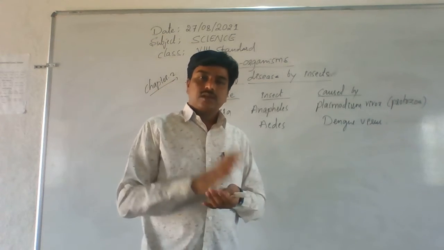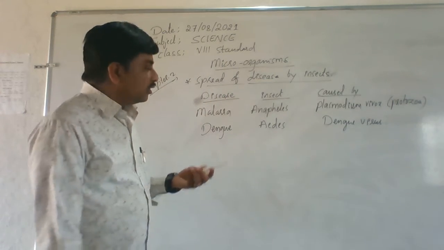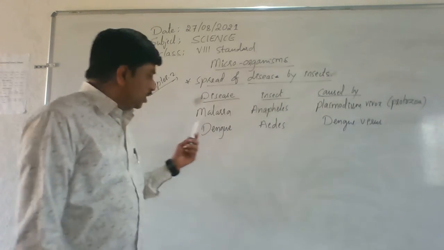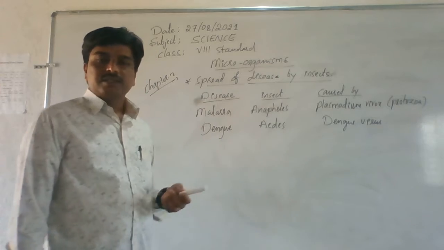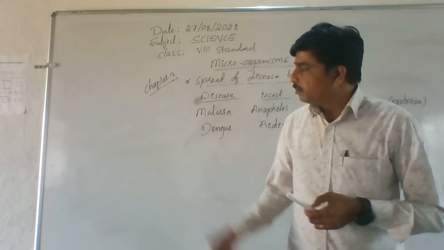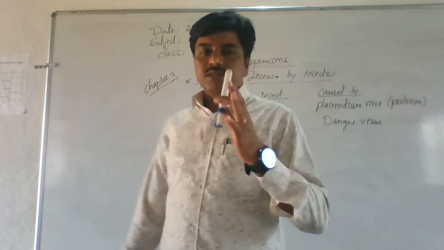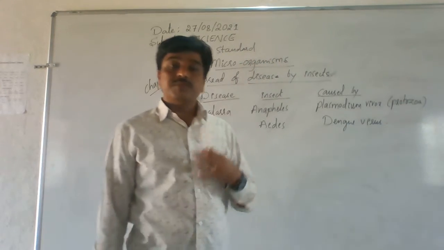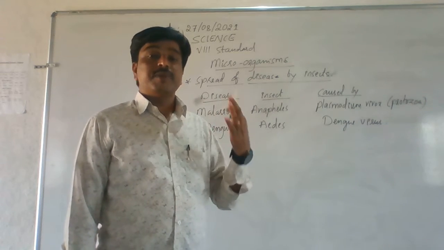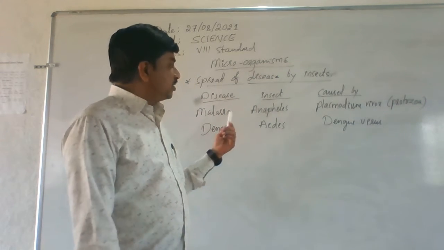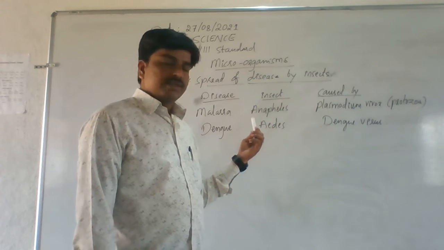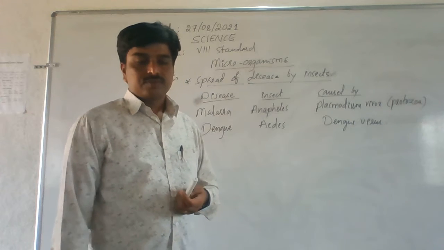How so? Let's see with an example. Normally you have heard the disease name malaria. Malaria is commonly seen in which season? In the summer season. Yes or no? This disease is spread by an insect. Which insect? The Anopheles female mosquito. Anopheles is a female mosquito.